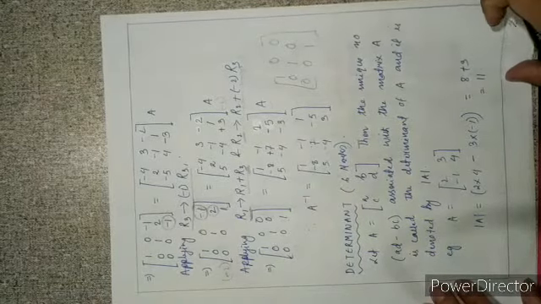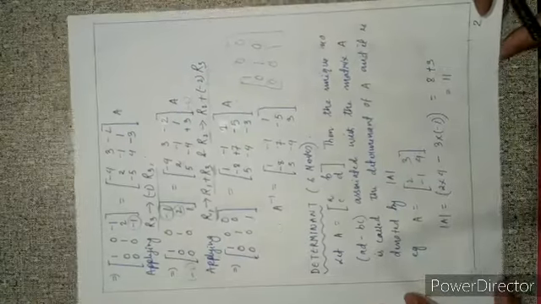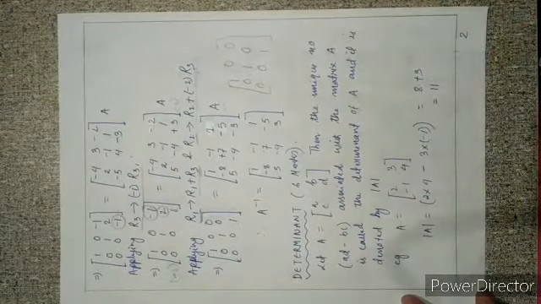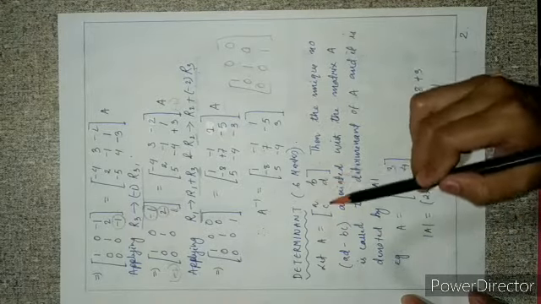Next topic, chapter number 4: determinant. It carries 6 marks. So let's define the determinant. Let A be a square matrix whose elements are a, b, c, d.